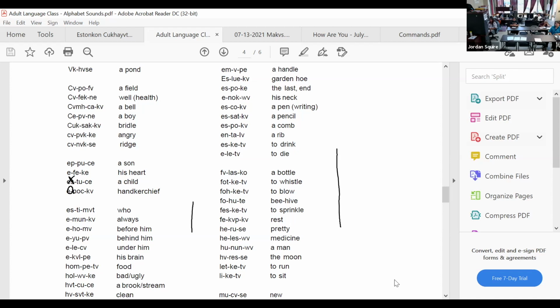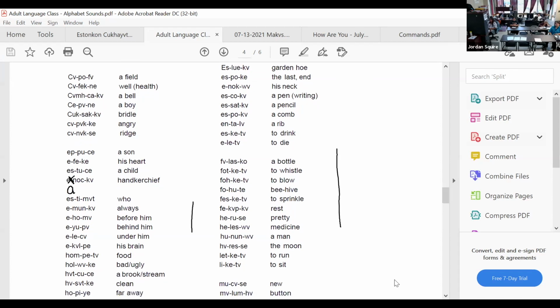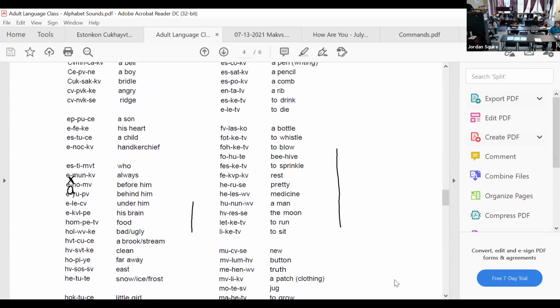Ridge. A son. His heart. And this should be, Ipoji should be his son too, because it's third person. And we're going to go through that now so y'all can get that right. Okay, his heart is what? This E means it's third person, somebody else. We will go through that.